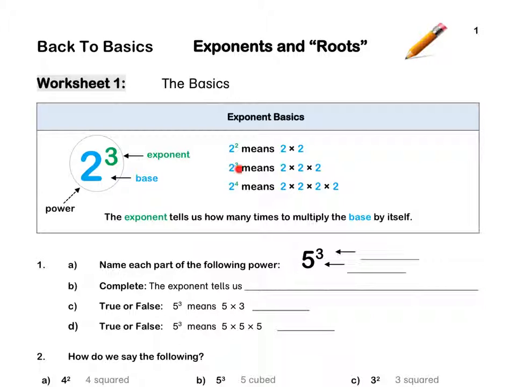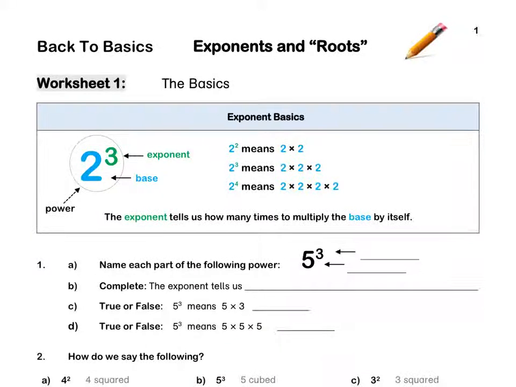2 to the power of 3, or 2 cubed, means 2 times 2 times 2. From this we see that the exponent tells us how many times to multiply the base by itself. Therefore, 2 to the power of 4 means 2 times 2 times 2 times 2.